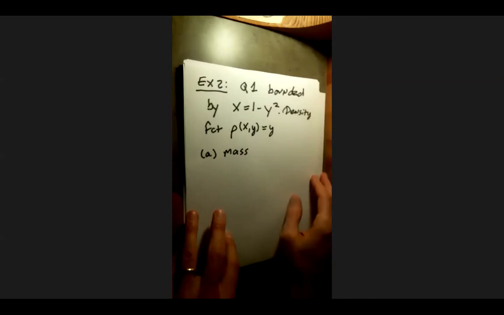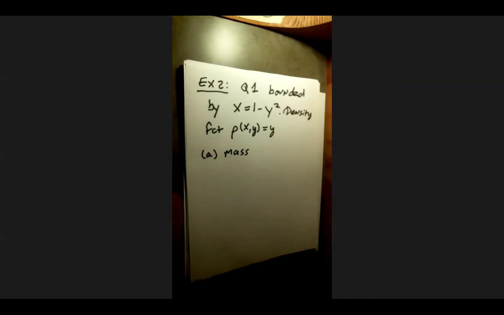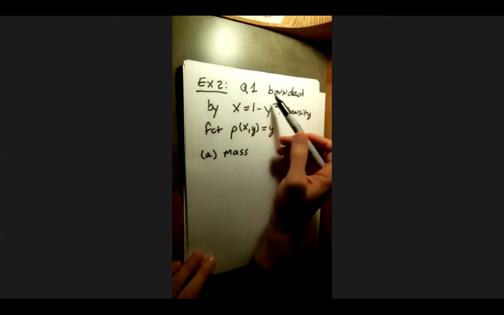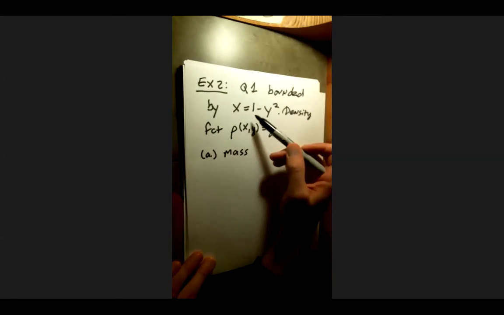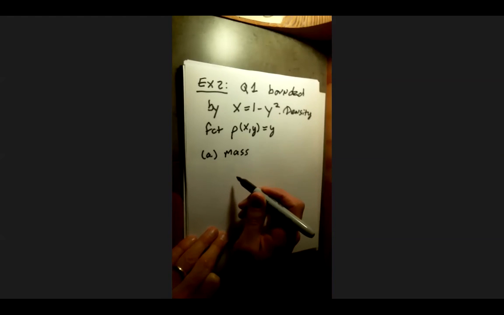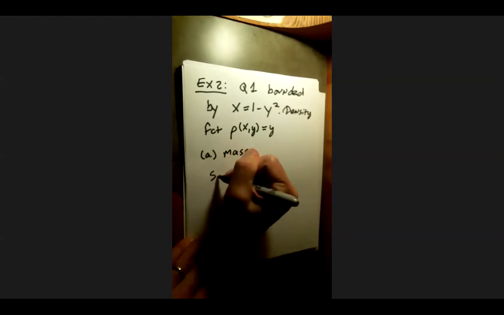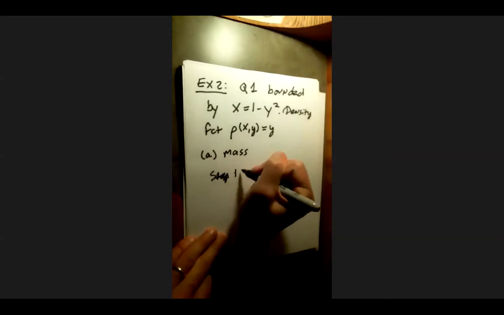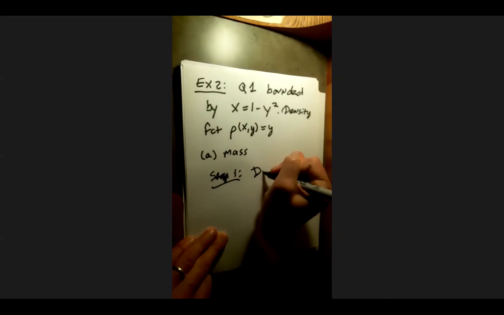All right, so here is the rough description of the question that we are working on. So we're in the first quadrant bounded by x equals 1 minus y squared, and we're given this density function. First thing we're going to do is always draw a picture.